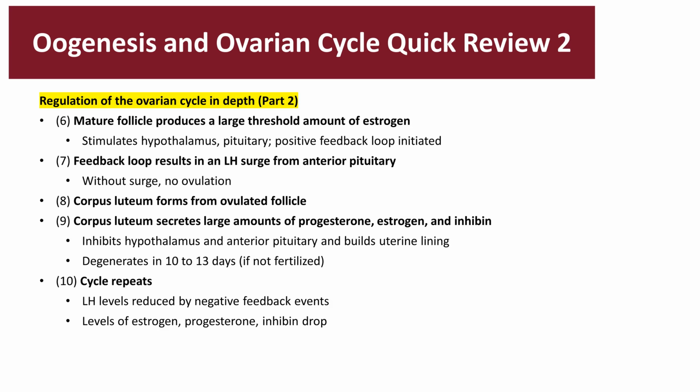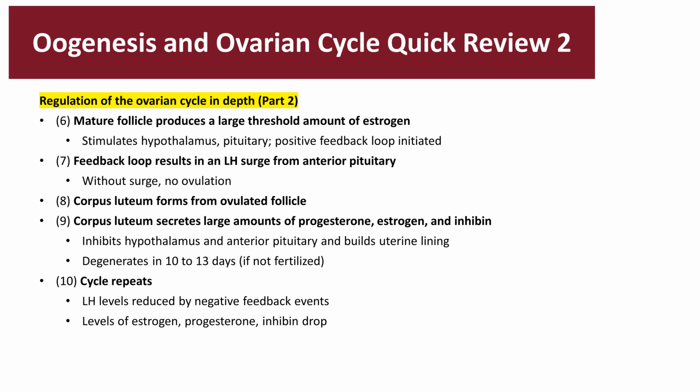As a mature follicle produces large amounts of estrogen, this stimulates a positive feedback, and that then triggers the LH surge. Without this surge, without the LH, there cannot be any ovulation. After ovulation occurs, and if there is no fertilization, the corpus luteum will then form over the ovulated follicle.